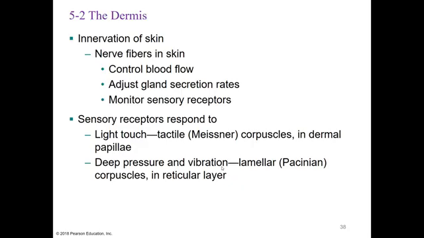There are also nerves in your skin that control blood flow and adjust gland secretion rates. They also monitor sensation, so we certainly have a lot of feeling in our skin. We have a couple of receptors listed here. Light touch is detected by Meissner corpuscles in the dermal papilla. Deep pressure and vibration are detected by Pacinian corpuscles, which are found in the reticular layer, so deeper down.